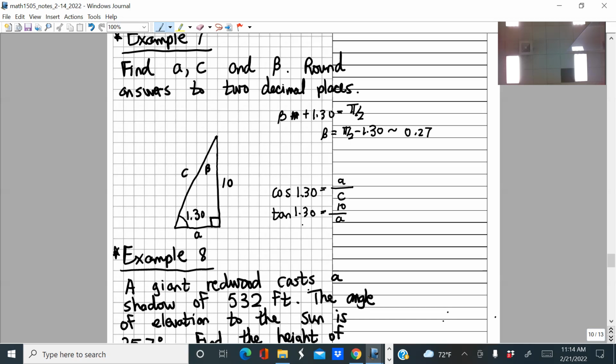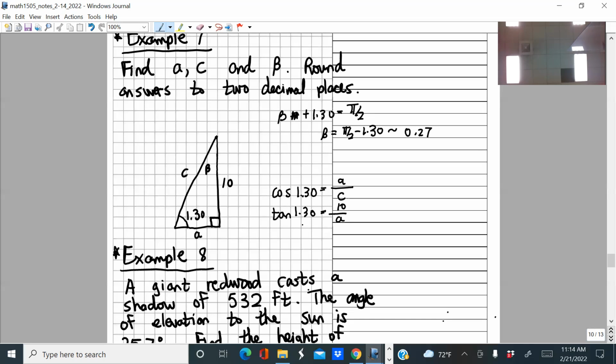Yeah, the calculator, obviously. The calculator knows, and therefore you also know what the tangent of 1.30 is. So here you're going to have to use your calculator to compute this trig ratio. Make sure the calculator is in radian mode because 1.30 is measured in radians. So just punch in 1.3 there.